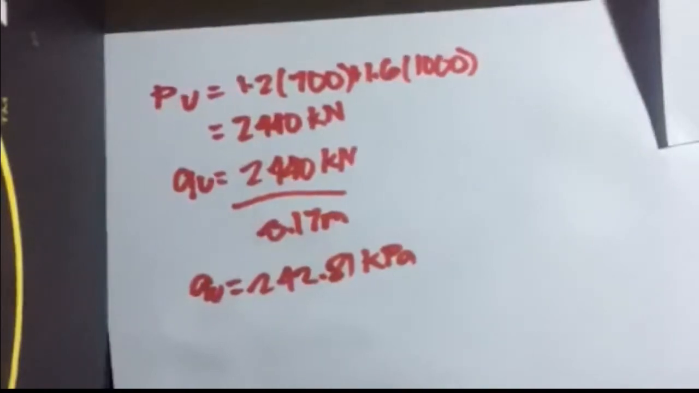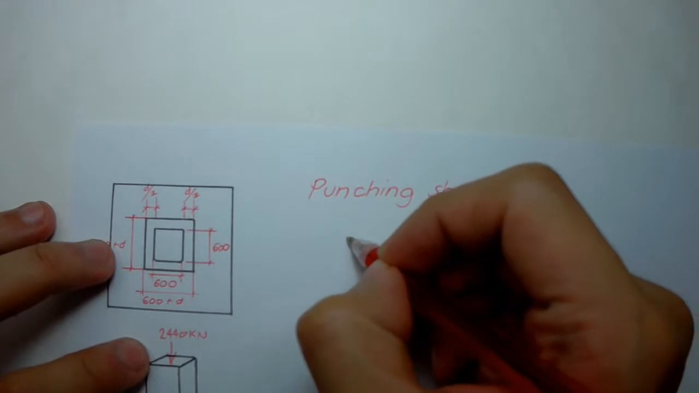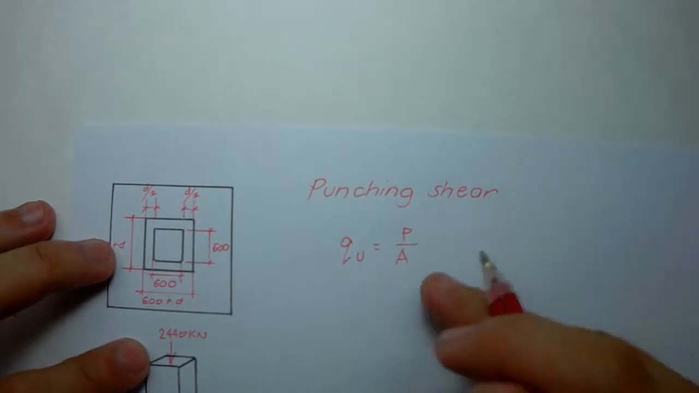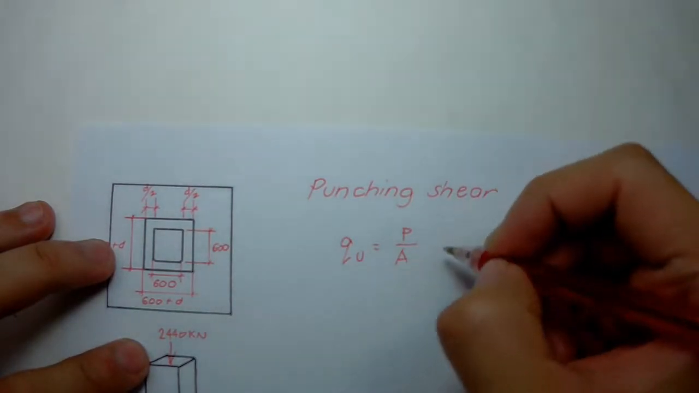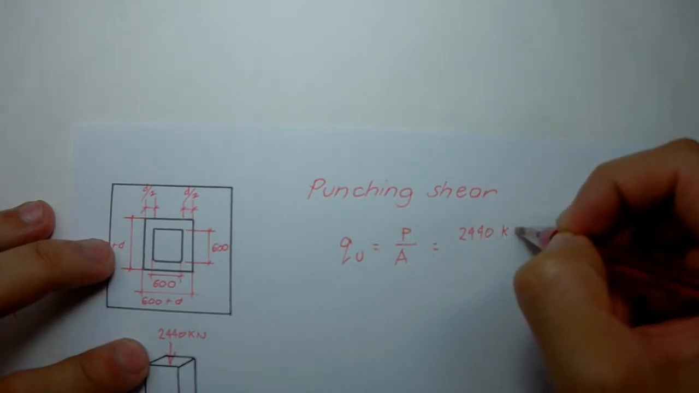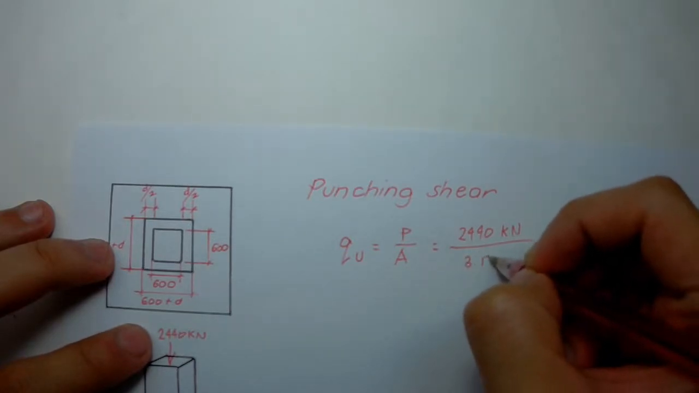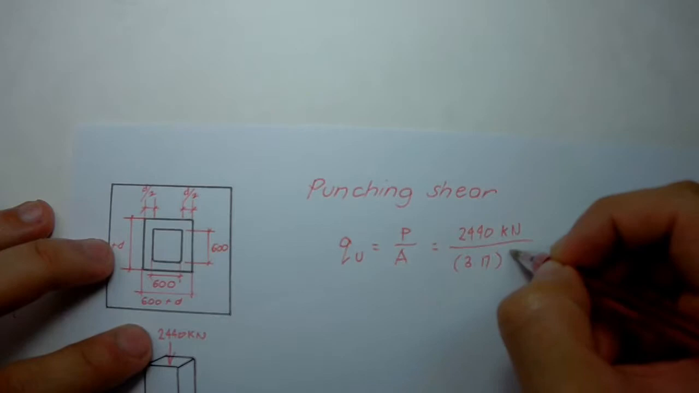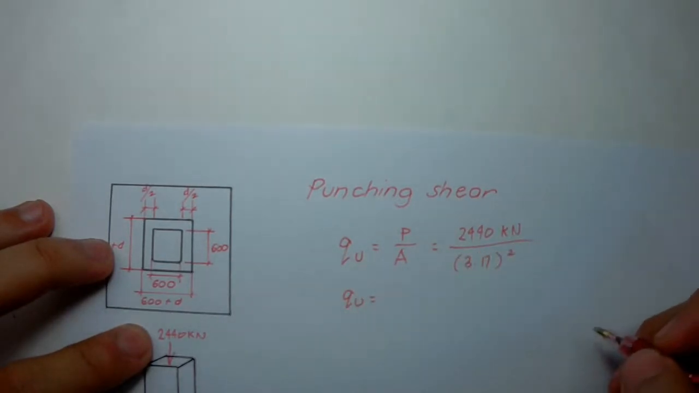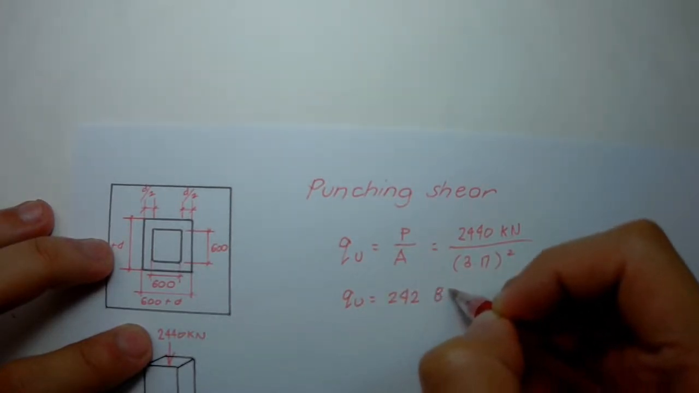So yeah. The next part is to find the effective depth using punching shear. Recall that QU is equal to P over A, which is equal to 2,440 kilonewtons, which was solved a while ago, over 3.17 squared, which will give us the value of 242.81 kilopascals.